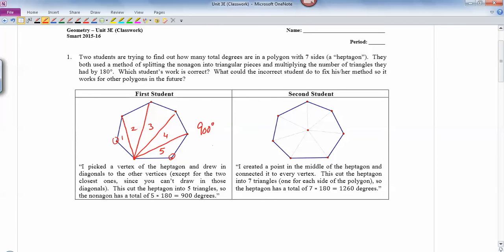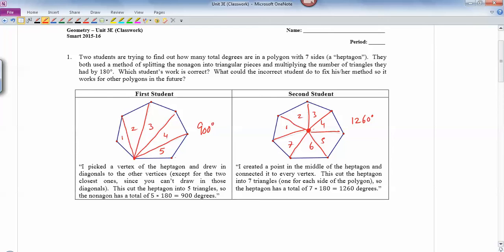The second student, instead of picking a vertex, picked a point in the middle, and then connected that to every vertex. When they finished, they said, well, I've got 1, 2, 3, 4, 5, 6, 7 triangles. So 7 times 180 is 1260 degrees. So the question is, one of these students is correct and one student is wrong. Which one's right, which one's wrong?